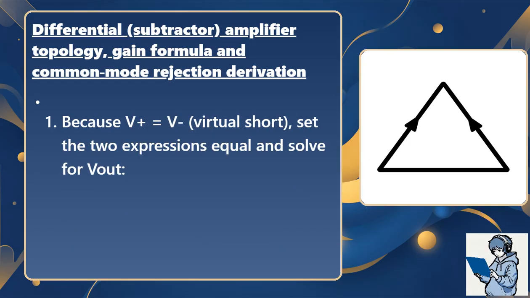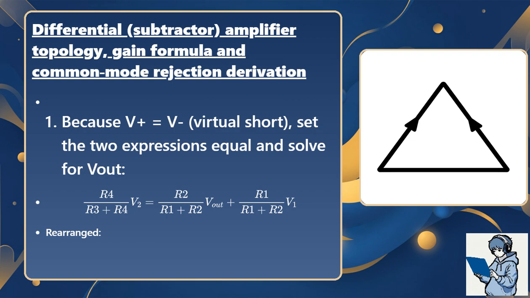Step 3. Because V plus equals V minus, the virtual short, set the two expressions equal and solve for Vout. R4 divided by (R3 plus R4) times V2 equals R2 divided by (R1 plus R2) times Vout plus R1 divided by (R1 plus R2) times V1. Rearranged: Vout equals the fraction R2 over R1 times (R3 plus R4) divided by R4, times (V1 minus V2).